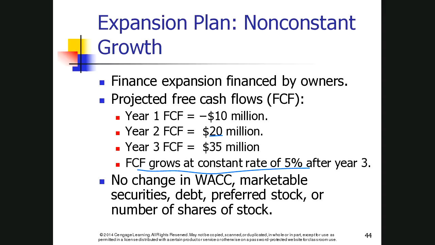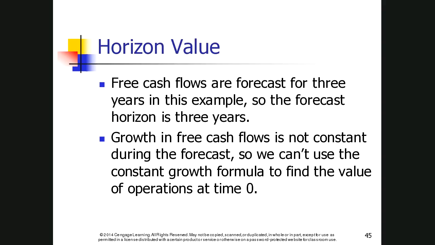Third year, you can have 35 million. So here, I'm not even telling you the growth rate. I'm just telling you what the free cash flow will be, which is even easier. Then after the third year, it's going to grow at a constant rate of 5%. So in this case, how are you going to calculate the operations value? Well, the first step is that you are going to calculate the horizon value. Yes, that's right. Horizon value. Okay.